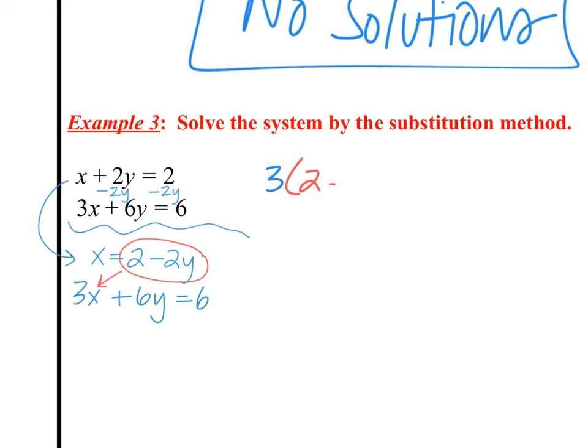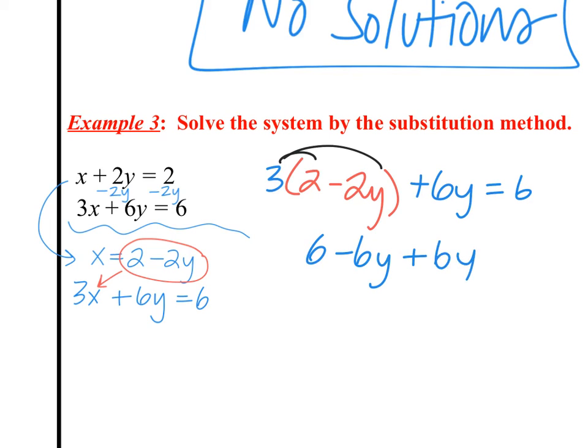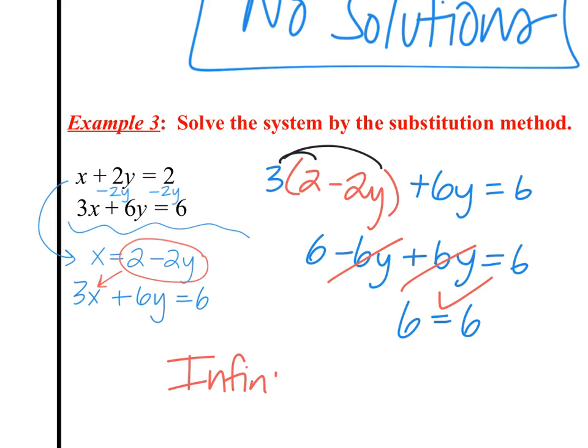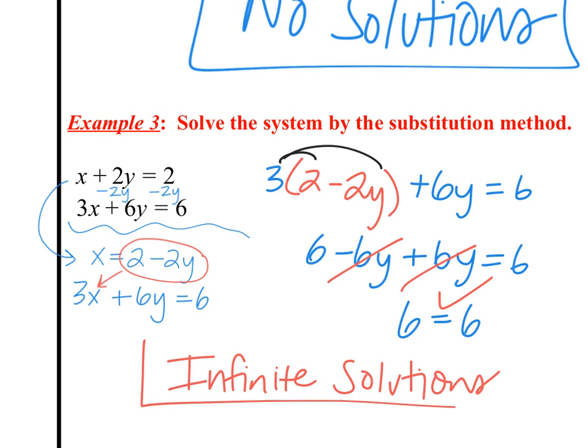Replace x with 2 minus 2y. Distribute. So you have 6 minus 6y plus 6y equals 6. The negative 6y plus 6y adds to 0. So you are left with 6 is equal to 6. Is 6 equal to 6? Yes. That is true. So you say infinite solutions. If you were to graph this, you would have lines that were overlapping, which you could do.